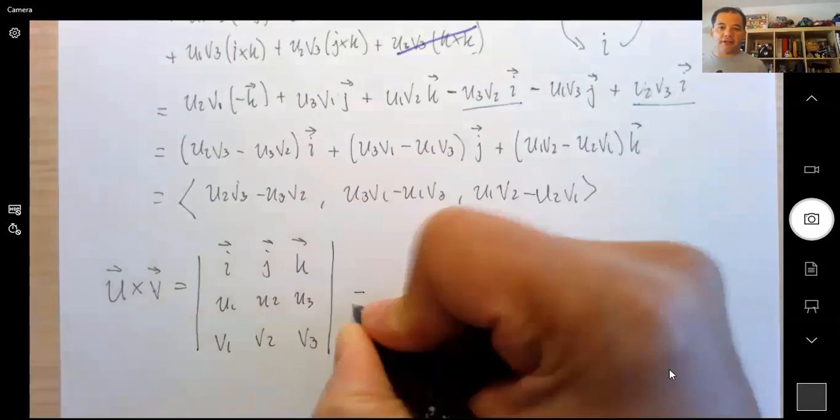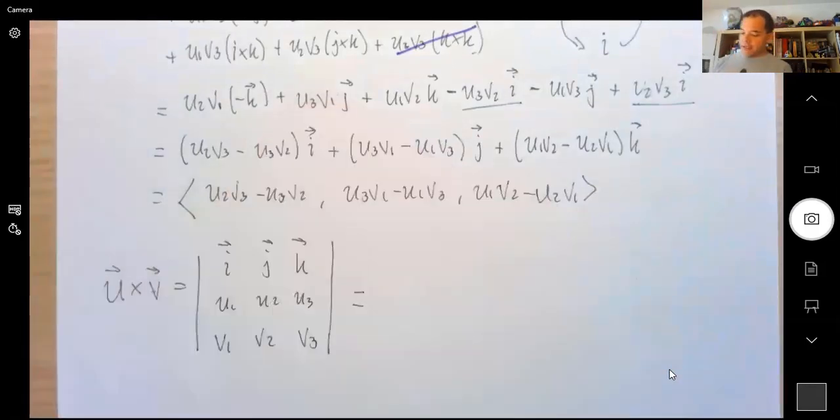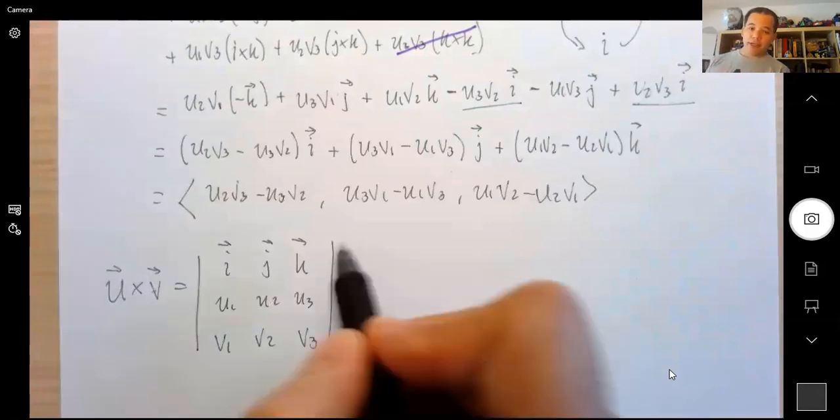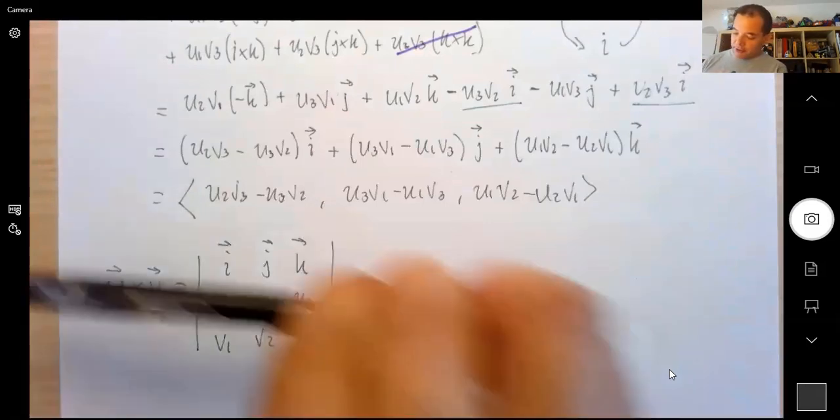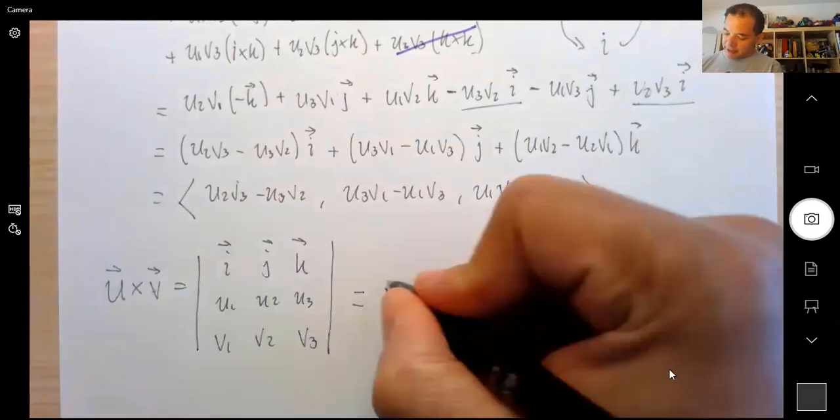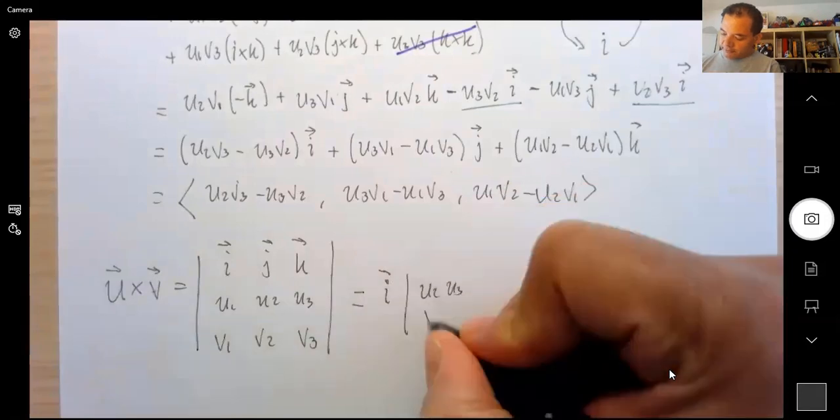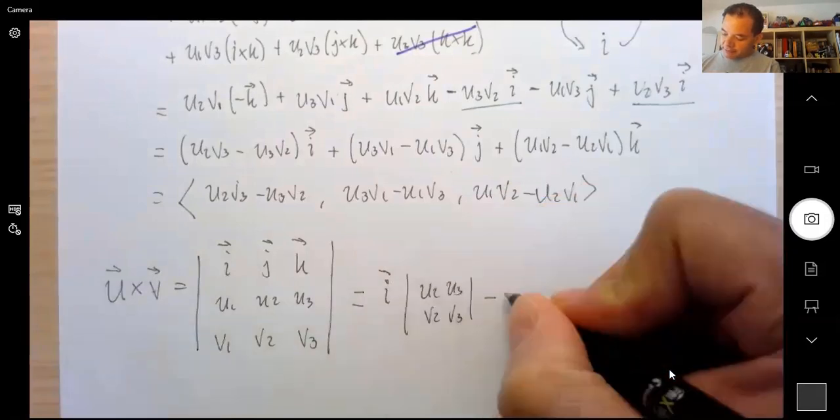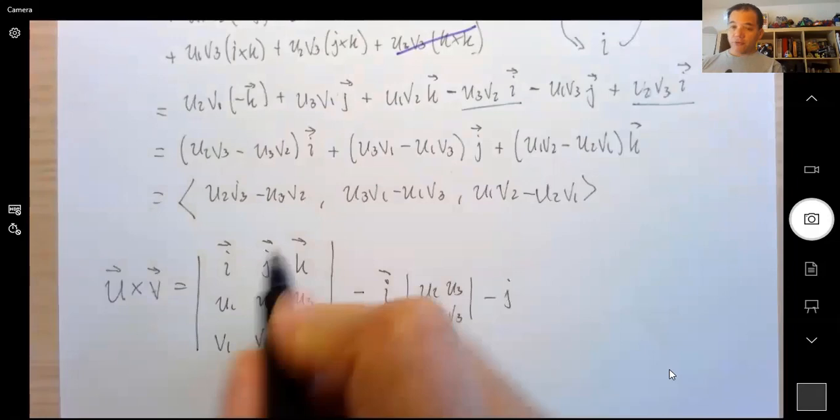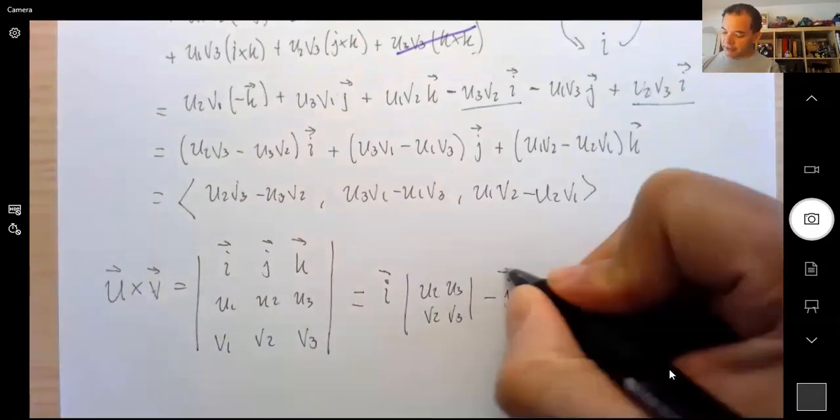That's a and this means determinant. And the way you do a determinant is you take any row. The best way here is to take the top row, and you take this one, I, times this little determinant, which is U2, U3, V2, V3, minus. When you go to the next one, you change the sign. You always change the sign when you go in a determinant like this.